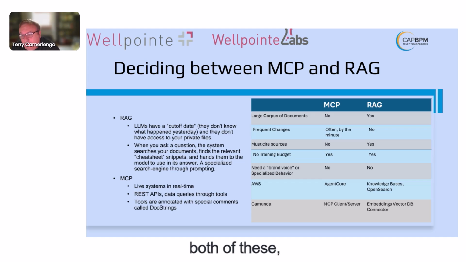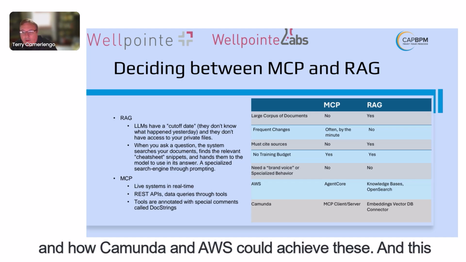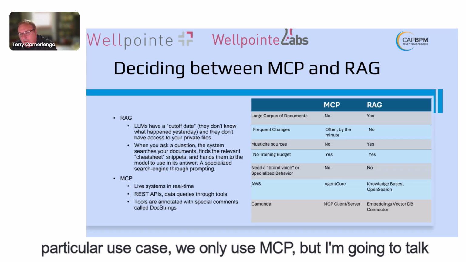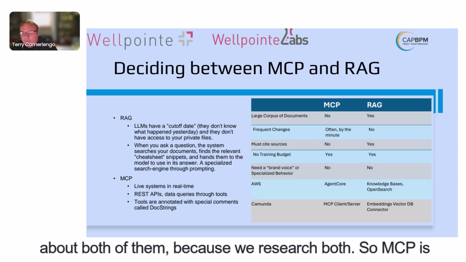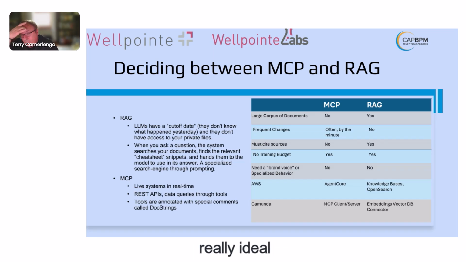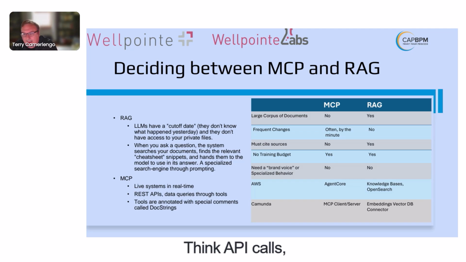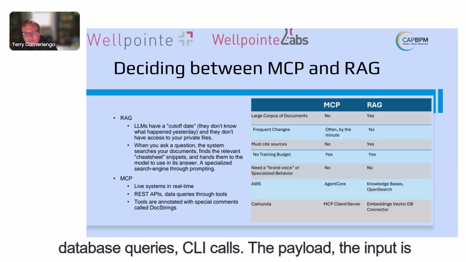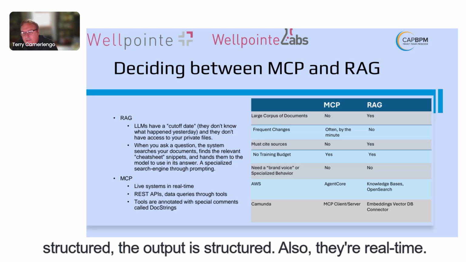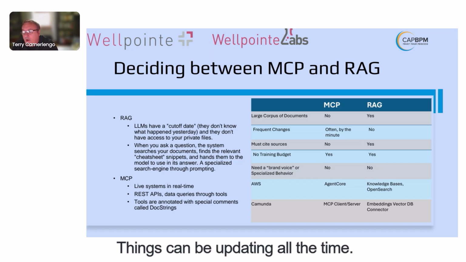Now we looked at both of these and how Camunda and AWS could achieve these. In this particular use case, we only used MCP, but I'm going to talk about both of them because we researched both. And so MCP is really ideal in situations where you have very structured input and output. Think API calls, database queries, CLI calls. The payload, the input is structured, the output is structured. Also, they're real time. Things could be updating all the time.